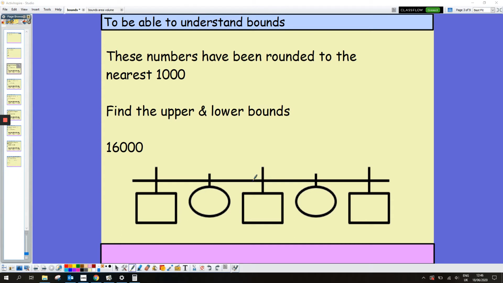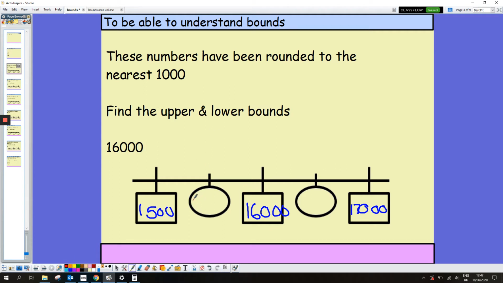So the first question I've got is, the number was rounded to the nearest thousand, find the upper and lower bounds. So if you remember, we used these in lesson. If you aren't sure or you forget about bounds, they're a really nice thing to go back to. So I put 16,000 in the middle. You think of 1,000 above because that's what it's been rounded to. And then 1,000 below. They are my two numbers. Now the two important numbers, the actual upper and lower bounds, are the two numbers in the circles.